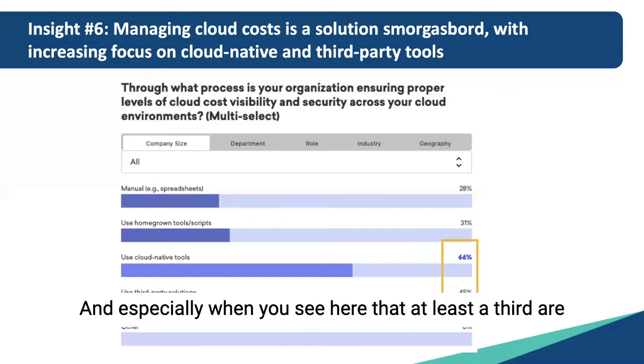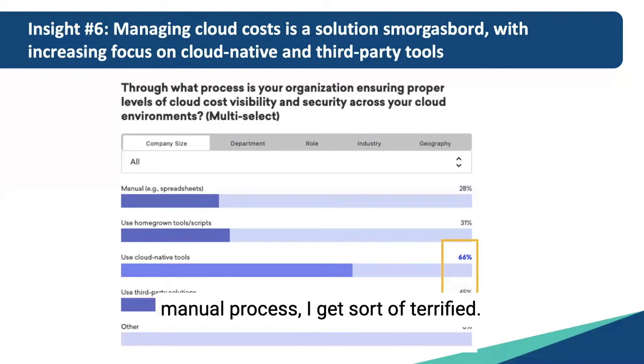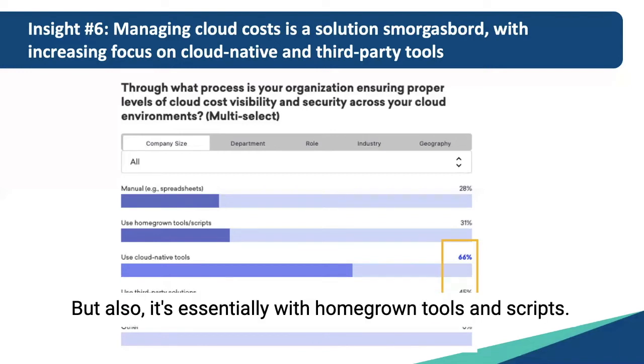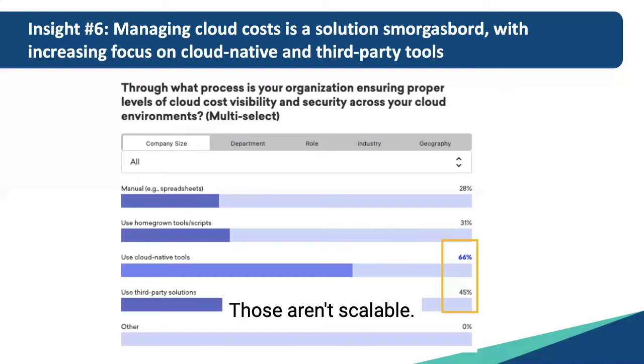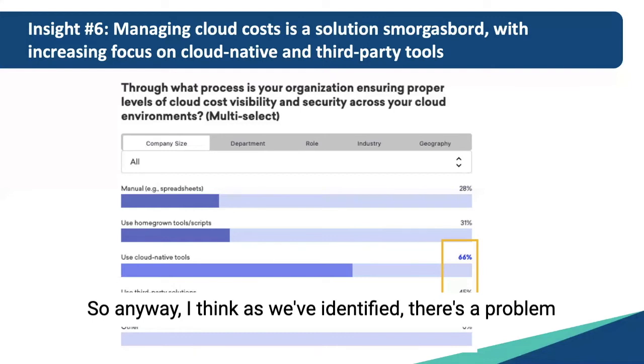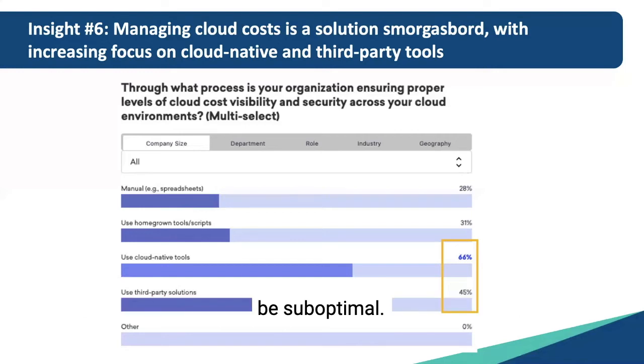Right. Especially when you see here that at least a third are just doing manual processes, which whenever I hear manual process, I get sort of terrified. But also, with homegrown tools and scripts, now you're back to the custom coding problem. Those aren't scalable. They're not maintainable. So anyway, as we've identified, there's a problem here that there's no unity, and that's automatically going to be suboptimal.